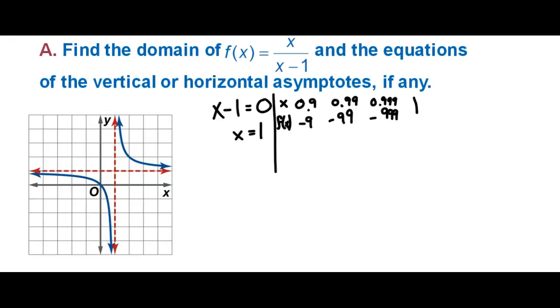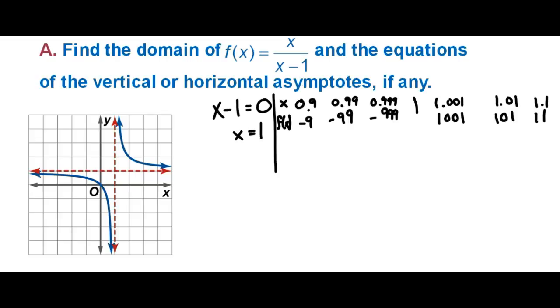Now, if we look at numbers that are just bigger than 1, such as 1.1 or 1.01 or 1.001, getting closer to 1 from the right side, if I put 1.1 in my calculator over 1.1 minus 1, I get 11. And if I put 1.01, I get 101. And if I put a 1.001 in, I get 1001.